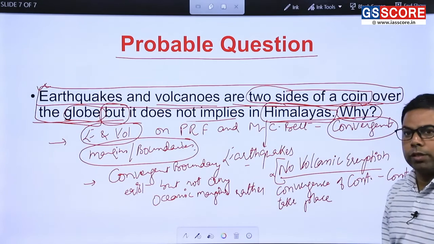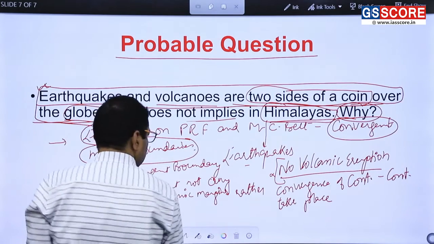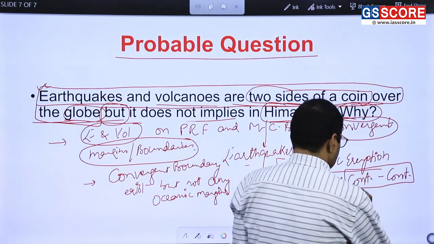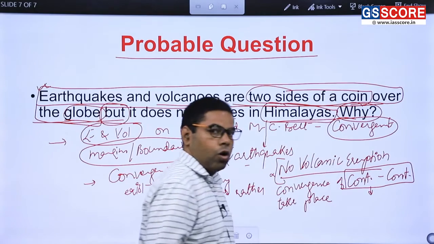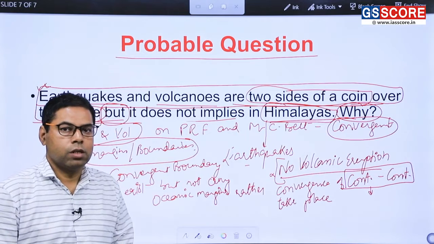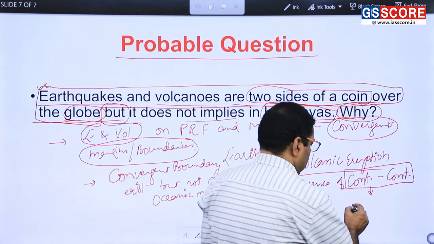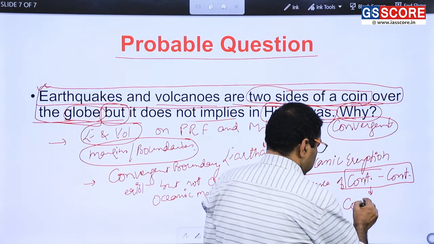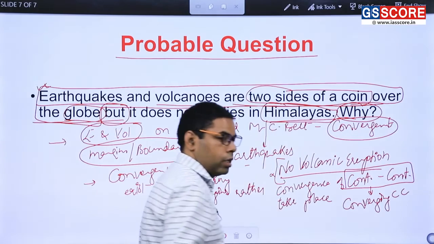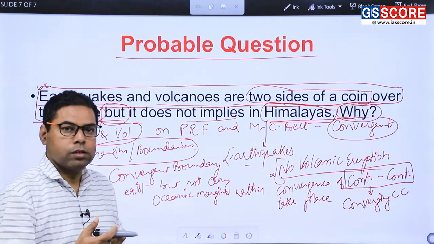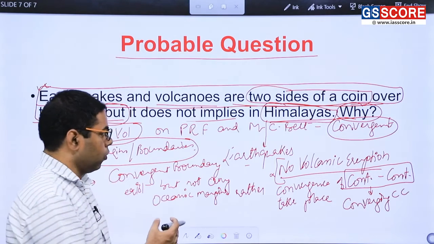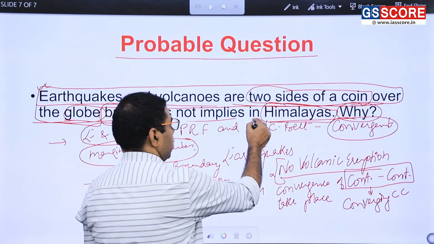Continent and continent, being of the same density, neither of the plates subducts under the other plate. So under the effect of converging convection currents, they are colliding, but the subduction is absent. Therefore, the volcanic eruption in the Himalayas is absent.